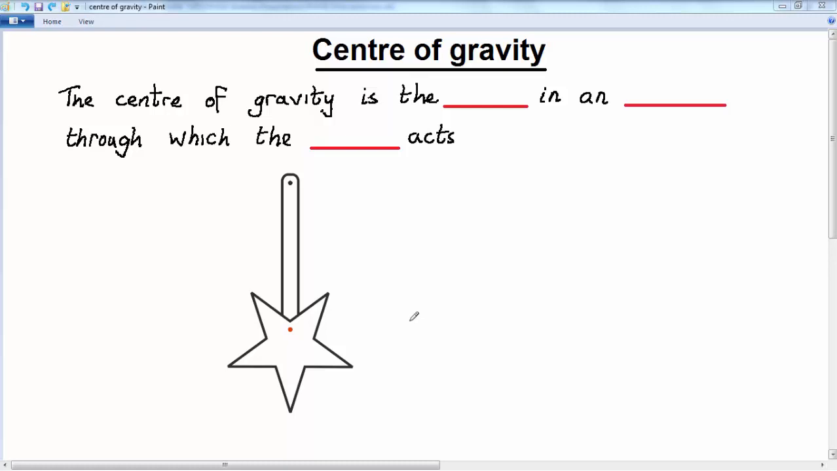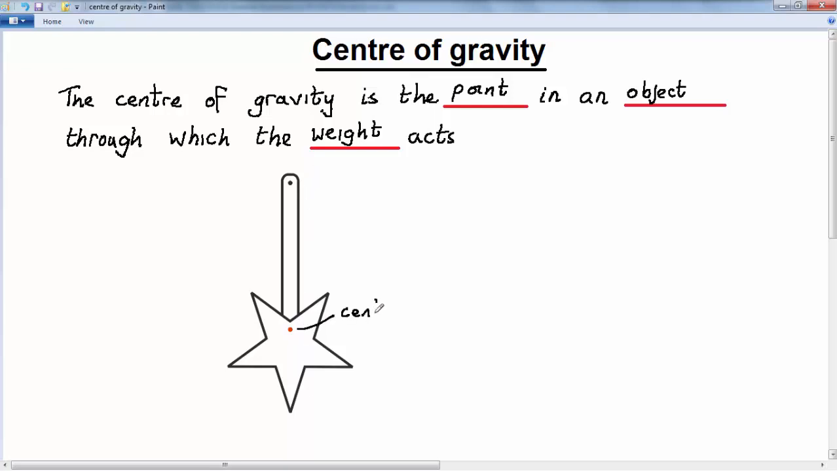In this lesson we're going to learn what we mean by the center of gravity of an object. So the center of gravity is the point in an object through which its weight acts. Okay, so we've got an object here, a star on a stick, and I've marked roughly where its center of gravity is by this red dot. This is the center of gravity, usually abbreviated to C of G.